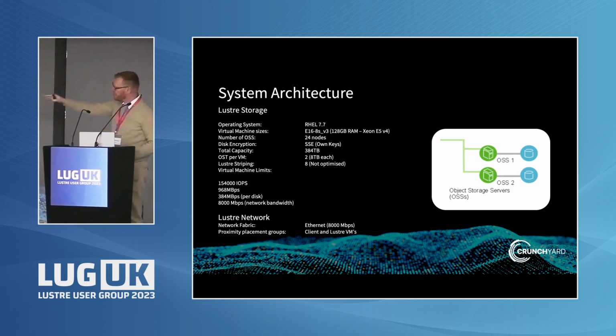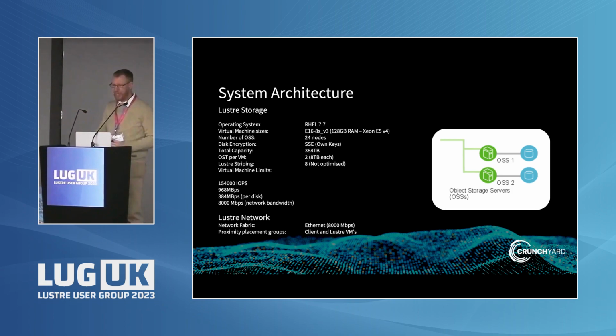And once again, I've put the throughput limits over there. Another thing to point out is that the network was only 8,000 megabits per second. So it's not a fast network. It's not InfiniBand either.